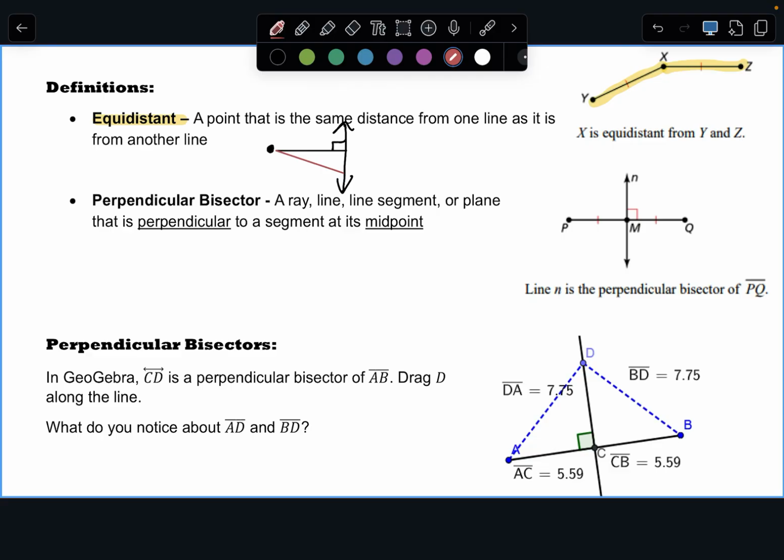So don't worry about it too much, but this property is the reason why a lot of the stuff we do today works. Okay, because we measure distance with perpendicular lines. Okay.